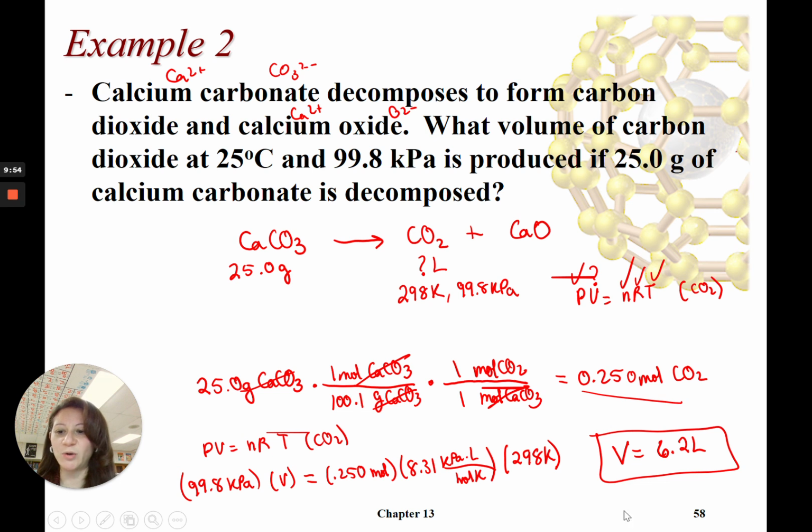So always find the moles of the substance you have information about, find the moles of the substance you're interested in, and then answer the question.